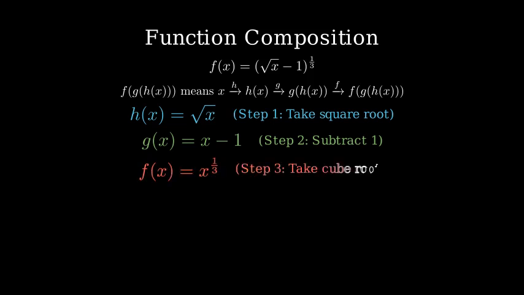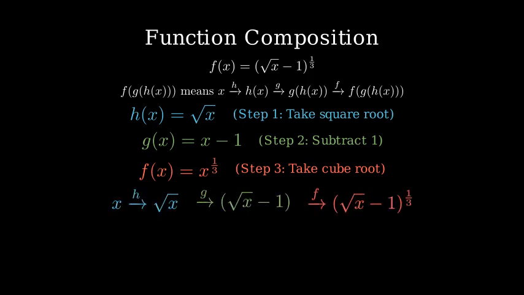Finally, we take the cube root of the entire quantity. This will be our f of x, which takes x to the 1/3 power. Now let's see how these functions nest together. Starting with x, we first apply h of x to get the square root of x. Then we apply g to that result, giving us g of h of x, which is square root of x minus 1. Finally, we apply f to get our original function.